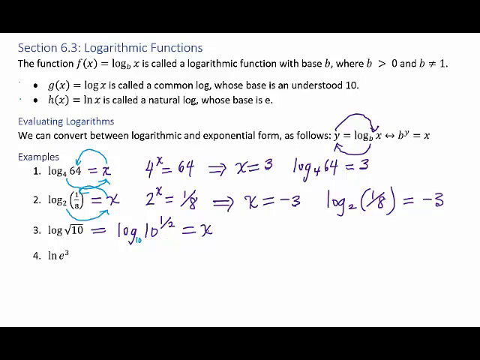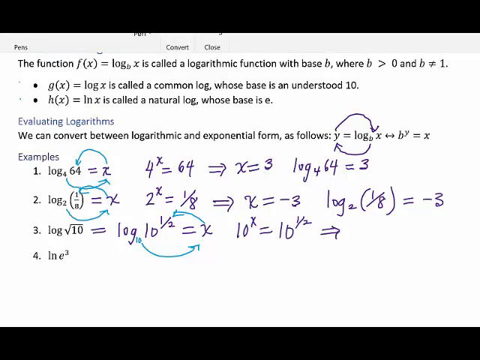This is equal to some unknown exponent that we're trying to find. So we start with the base, 10, raise it to the x power, is equal to 10 to the 1/2. And now it's pretty easy to tell that x has to be a half for this equation to be true. And so our answer is just a half.